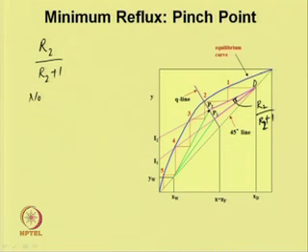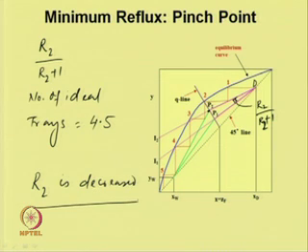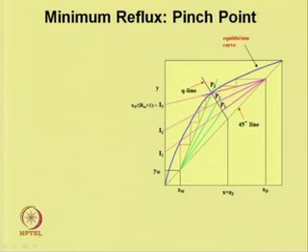The number of ideal trays would be around 4.5, which is more than the earlier case. Similarly, if we decrease R2 further, then the operating line of the rectifying section and the Q line meet at a point, say P3, which is on the equilibrium curve, and the intercept also increases to I3.